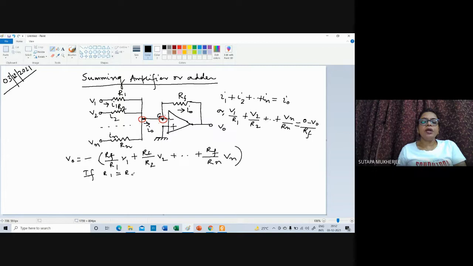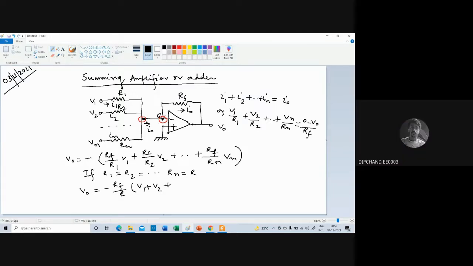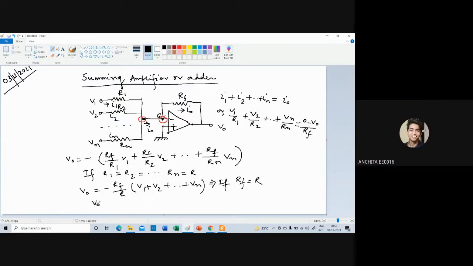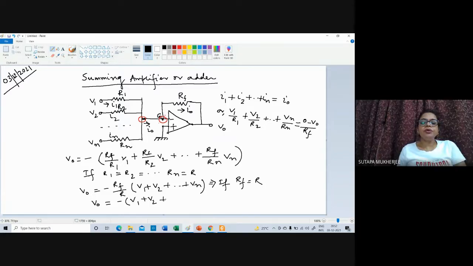If R1 equals R2 equals Rn equals R, what will happen? V naught will be equal to minus Rf by R times (V1 plus V2 plus up to Vn). Am I correct? Yes, ma'am. If Rf equals R, then V naught will be equal to V1 plus V2 up to Vn.